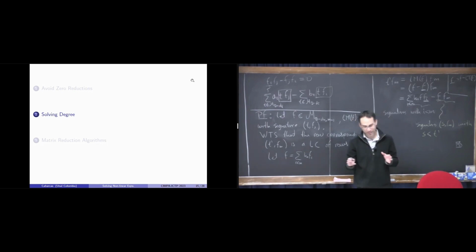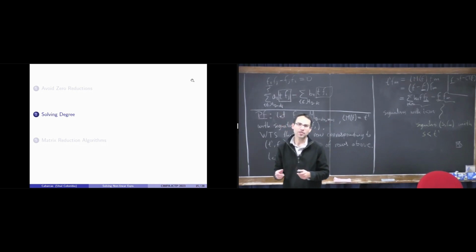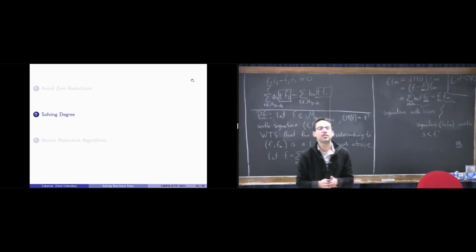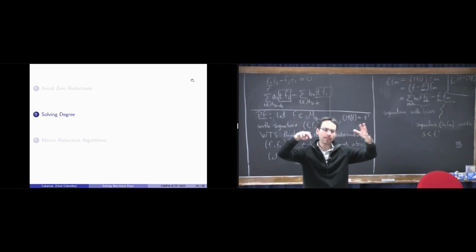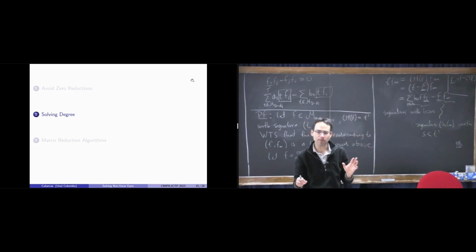Okay, so the solving degree. What we mean by the solving degree is, if we consider these algorithms that start with the Macaulay matrix, expand to a larger degree, and then keep expanding, what is the degree at which we solve the system? That's what we call, loosely speaking, the solving degree.